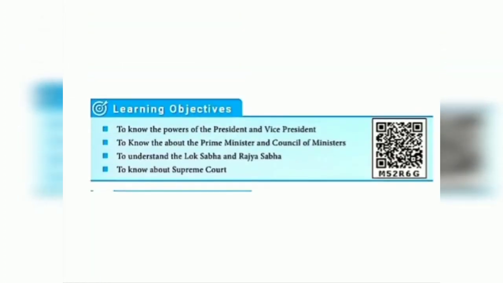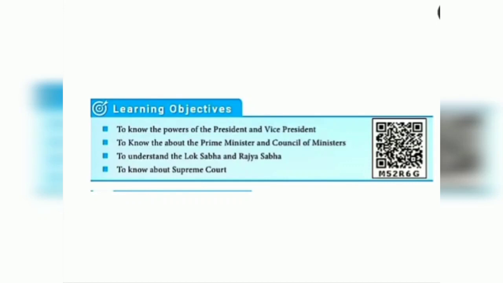Students, now I am going to start the civics part, the second lesson, the central government lesson. What are the things we are going to learn? The learning objectives are given in your book. You can check it, children. From this lesson, we are going to learn about the powers of the president as well as the powers of the vice president. Then we are going to know about the prime minister as well as the council of ministers.